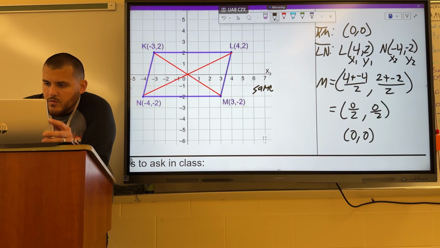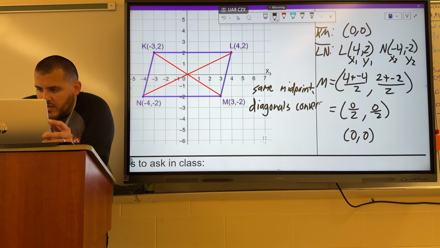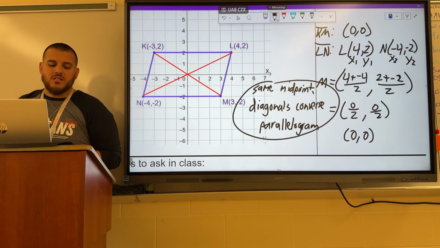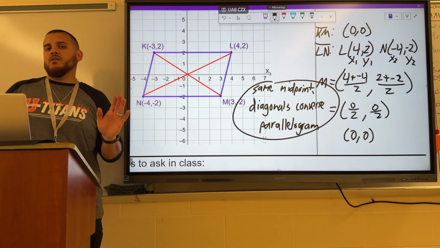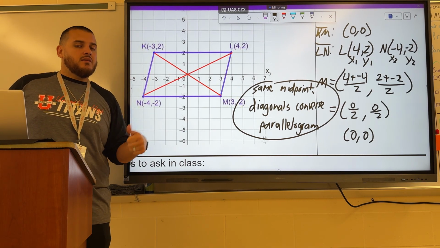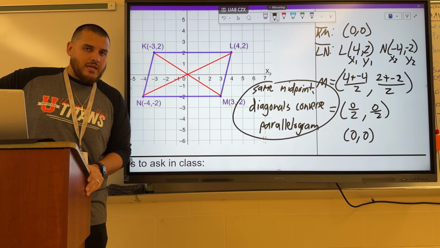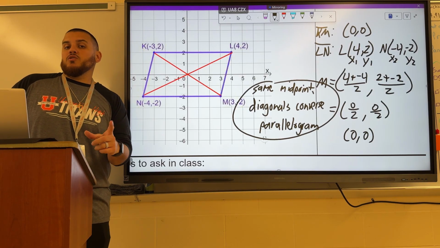So we have the same midpoint, which means that our diagonals are cutting each other in half. So by the diagonals converse, we have proven that this shape is a parallelogram. So again, guys, it's your preference right now. If all we're doing is proving a shape is a parallelogram on a graph, we can use the midpoint formula to show the diagonals bisect. We can use the slope formula to show that opposite sides are parallel. We can use the distance formula to show that opposite sides are congruent. It's your choice for now.